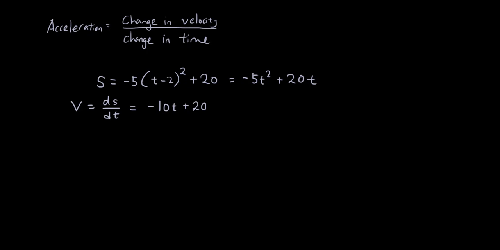And now, because acceleration is the change in velocity over change in time, the acceleration is equal to dv/dt. The derivative of velocity is acceleration. And if you differentiate this, you get -10. And that's it. -10 is the acceleration throughout the whole graph.